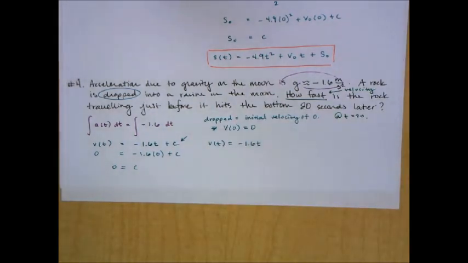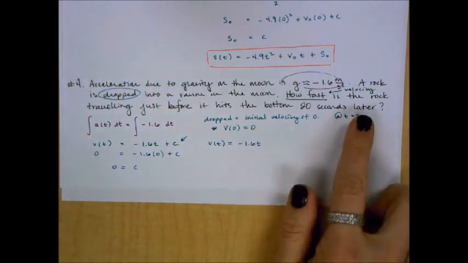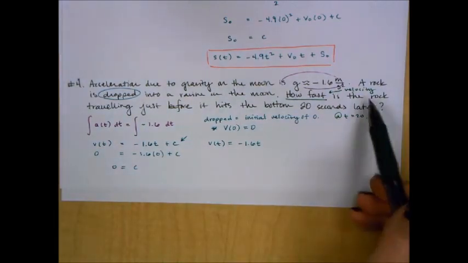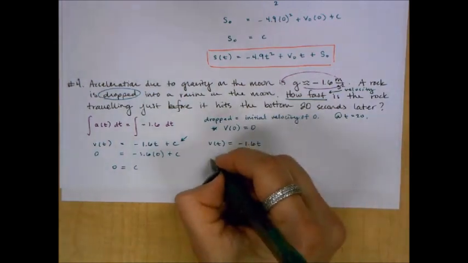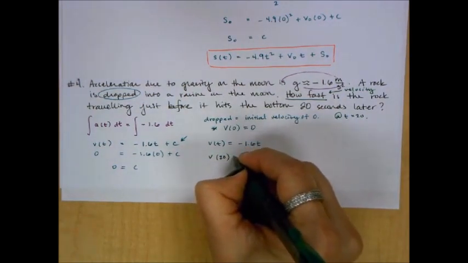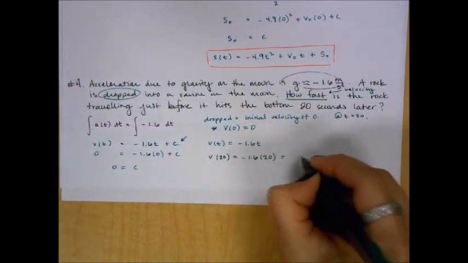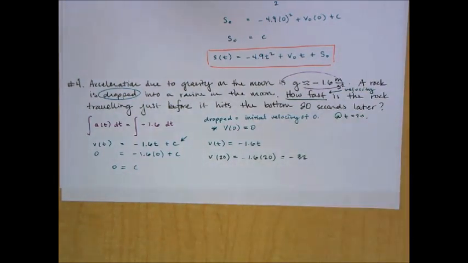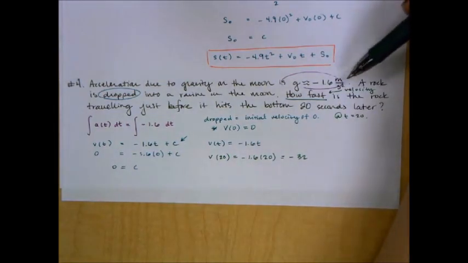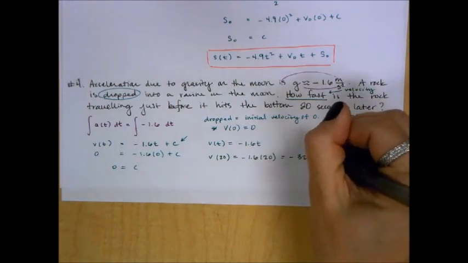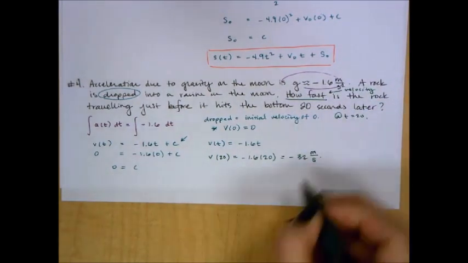Find the velocity at 20 seconds. So v of 20 is negative 1.6 times 20. So that's negative 32. And then to finish, all I need are my units. So if acceleration is meters per second squared, integrating back once gets rid of the second time condition. And so velocity is meters per second. Okay, and that will end our notes on 5.5.